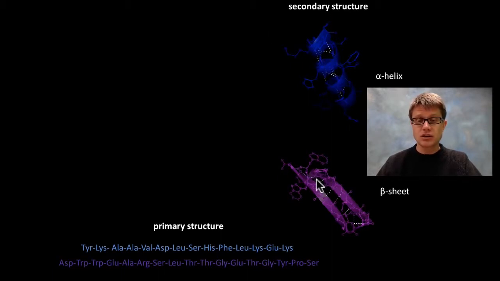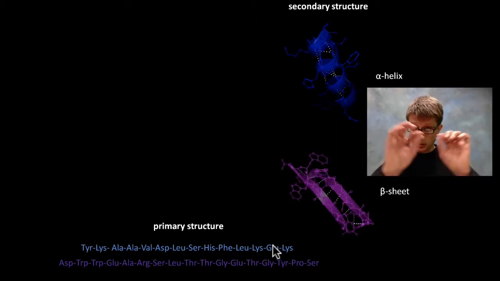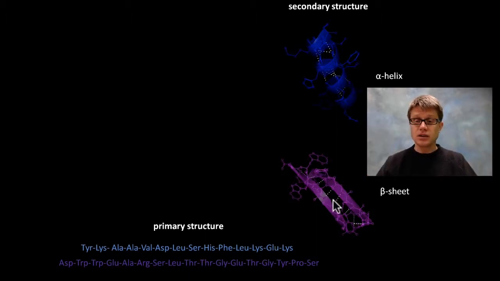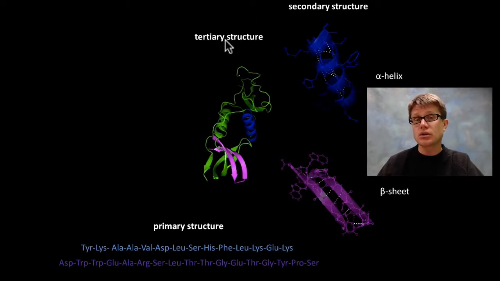A beta pleated sheet is going to be 2 sides that are attached to each other, and these little dots in the middle are going to be hydrogen bonding between adjacent sides of that polypeptide. And so this is the structure. It comes out first. It's going to be linear. Next we have the alpha helices, the beta pleated sheets. Then we have the tertiary structure.